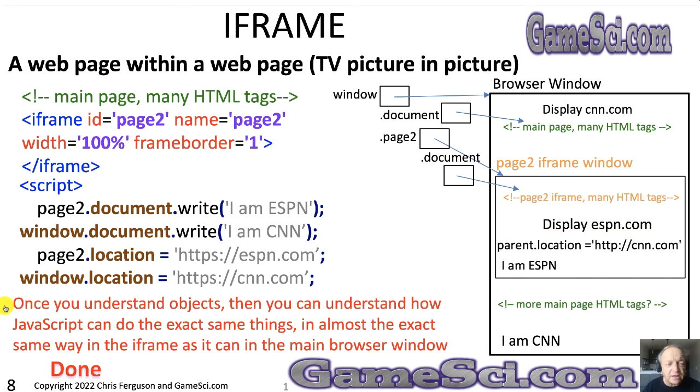But really what I want you to understand is once you understand objects, then you can understand how JavaScript can do the exact same things in almost the exact same way in an iframe as it can in the main browser window. The only thing we're really learning new here is the iframe tag. Once we create the iframe tag and understand that page2 is another window object, everything we learned about the window object and the document object works the same. You want to call getElementById and change an element dynamically? Feel free to do page2.document.getElementById and change something dynamically on the iframe window.